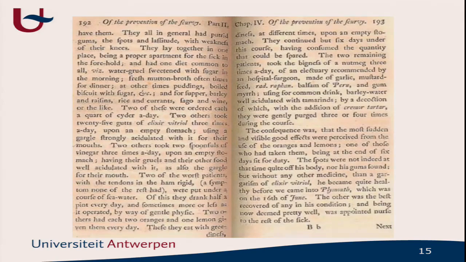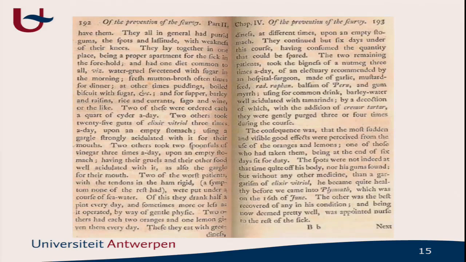"They continued but six days under this course, having consumed the quantity that could be spared." And then the last two, the two remaining patients, "took the bigness of a nutmeg three times a day of an electuary recommended by a hospital surgeon," and so forth and so forth. So six treatment regimens. I would say that maybe at first sight you say, why these different treatments? But there is logic in it. So if lemons and oranges would be good, maybe the juice of other fruit would be good, cider.